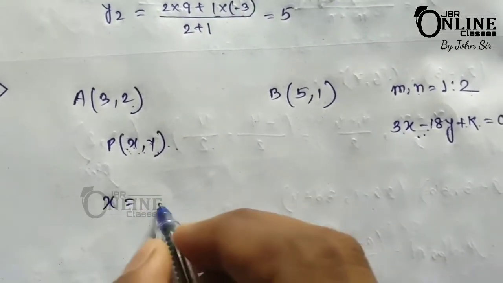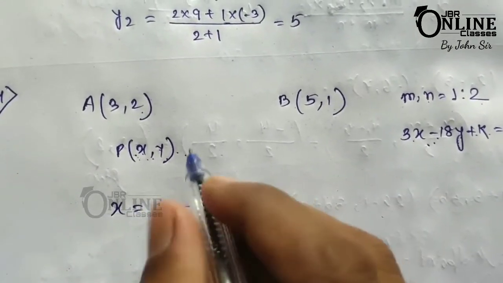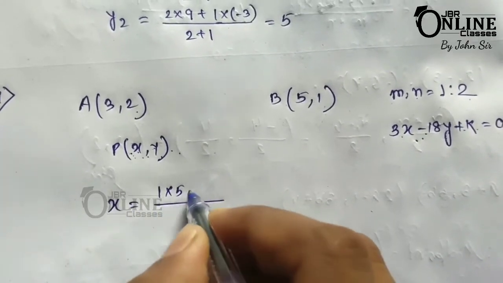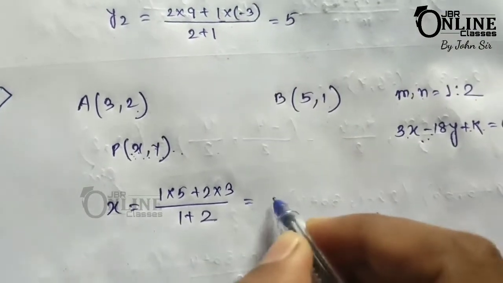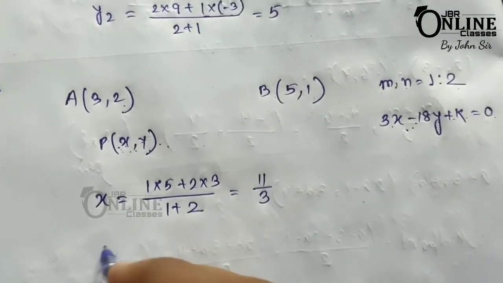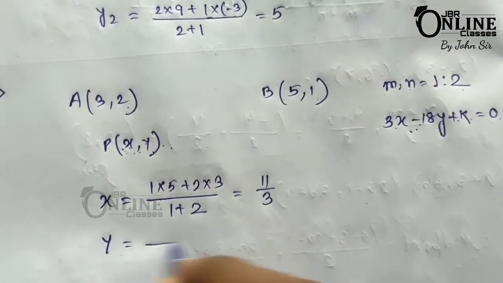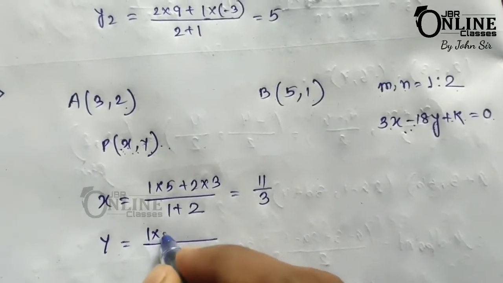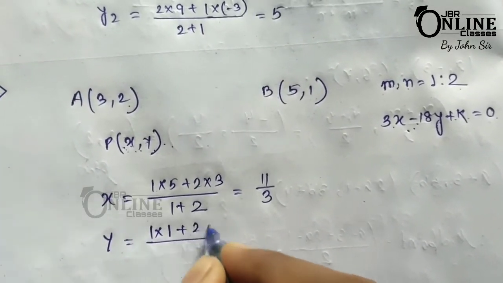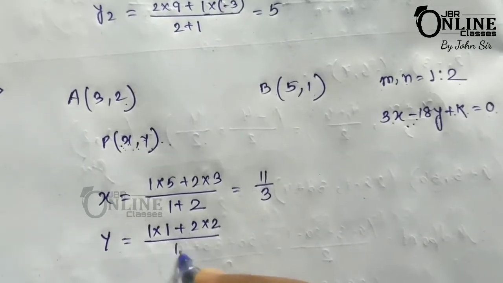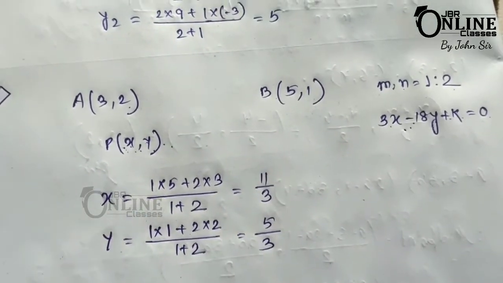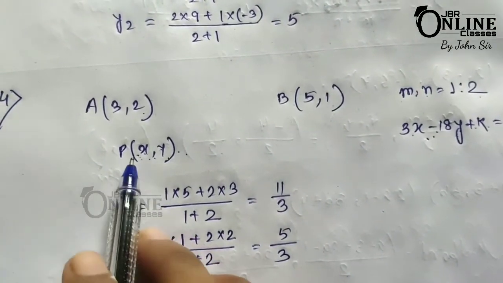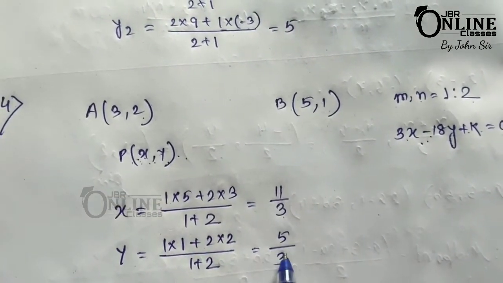So here x equals, as per the formula, m x2 plus n x1, that means 1 into 5 plus 2 into 3 divided by 1 plus 2, so that equals 11 by 3. And next y equals m y2 plus n y1, so 1 into 1 plus 2 into 2 divided by 1 plus 2, and that equals 5 by 3. So the coordinate of point P equals 11 by 3 and 5 by 3.